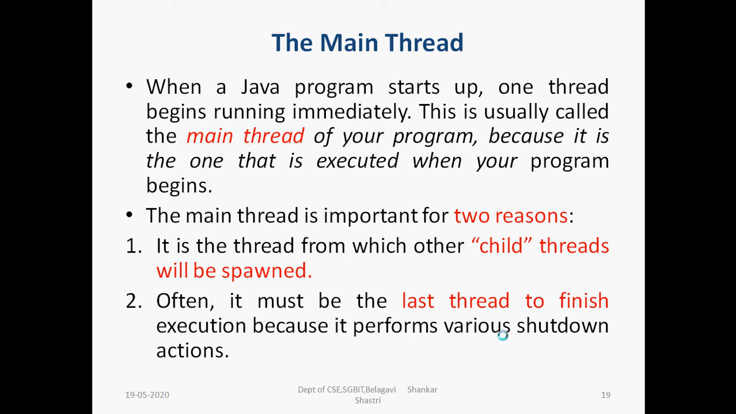The main thread is very important for two reasons. It is the thread from which other child threads will be started. So from this thread, other threads will start execution. And another important use of this main thread is, once everything is over, the main thread finishes execution and performs various shutdown actions. Whatever you have done in the program, everything is cleaned up by this main thread. Means if you have opened any threads, they are closed by this thread. Complete shutdown means it clears everything.